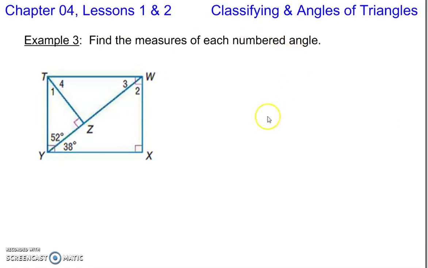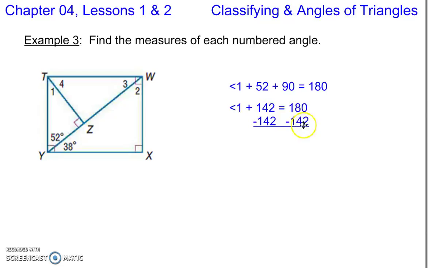Find the measures of each numbered angle. We want to start with 1. We know this is 52, this is 90, so together they add up to 142. Combine them and subtract from 180, you get 38 here. Find measure 2. Go ahead and pause it, find 2, 3, and 4 for yourself, and then I will reveal.